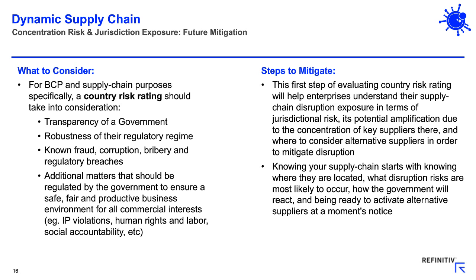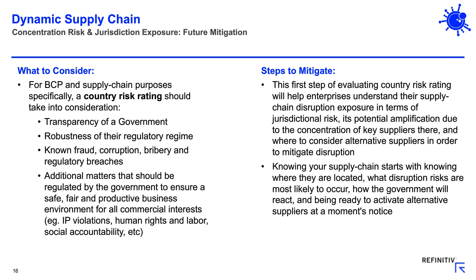So, the summation of your concentration risk with jurisdictional exposure and future mitigation: you need to know where your supply chain starts, you need to know where suppliers are located, what disruptions are most likely to occur within that jurisdiction, whether geopolitical, natural disasters, a biological pandemic or a man-made situation, and how the government is going to react. And lastly, what you can do to activate alternate suppliers at a moment's notice to ensure some sort of continuity.